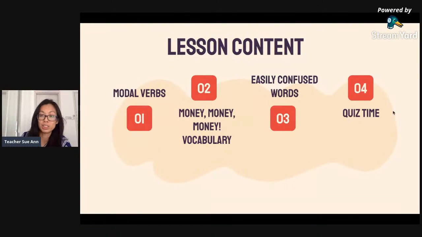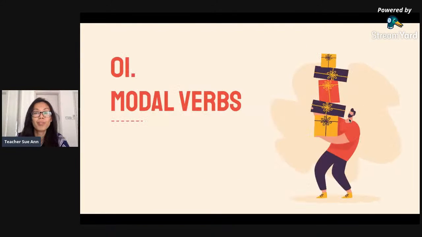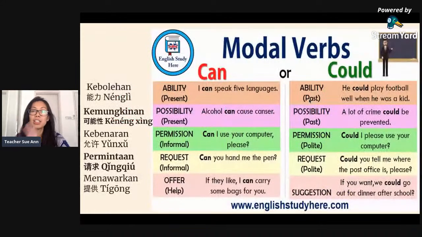And then we're going to do a quiz. All right, so for modal verbs, like just now, I covered already. Can or could. So there are two here we're going to learn. Can. There are different ways that we can use can. So there are five here. First one is ability, kebolehan.